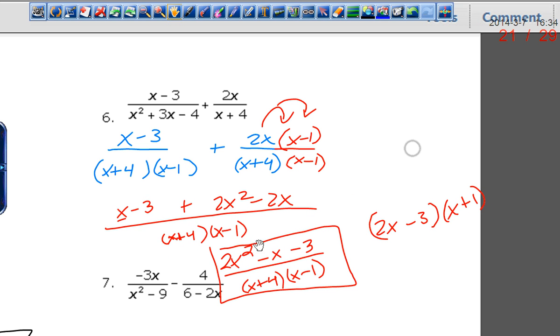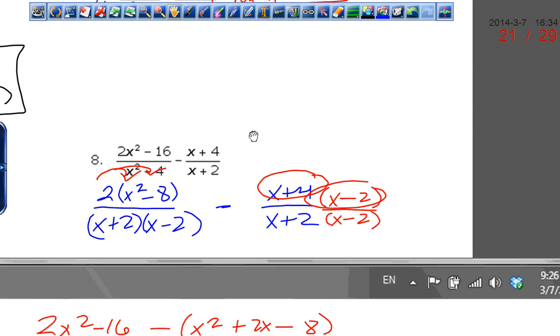Okay, here's number 6. There's my answer, by the way. We're going to find our common denominator. This one needs an x minus 1, so then I distribute it here, combine my like terms, and that's as far as we can go. All right, I'll come back to number 7 here in a second.